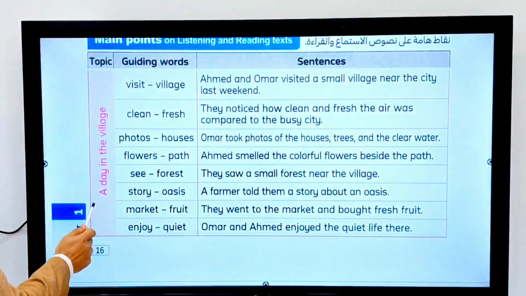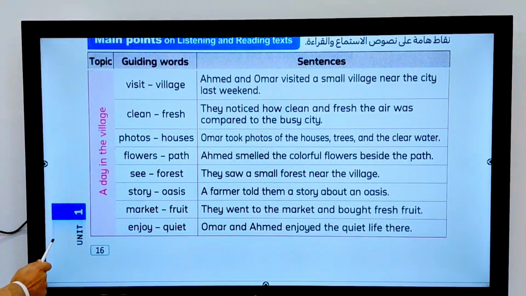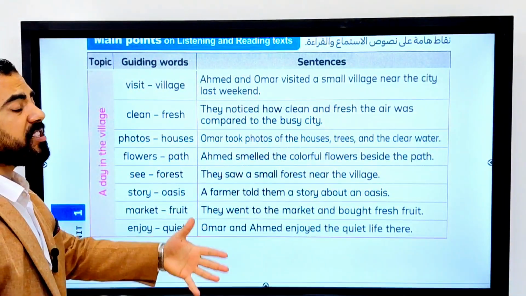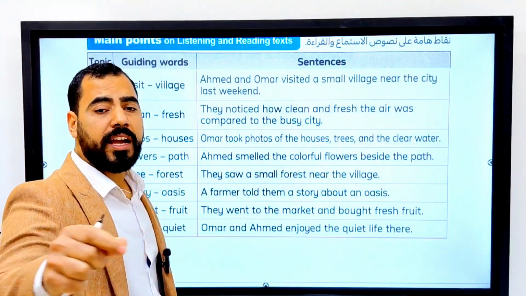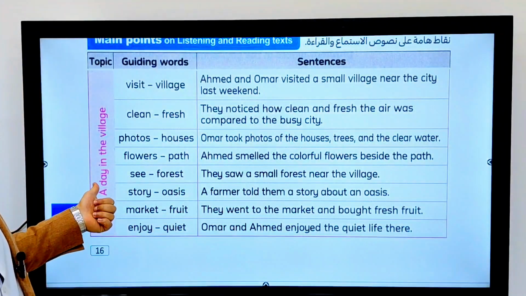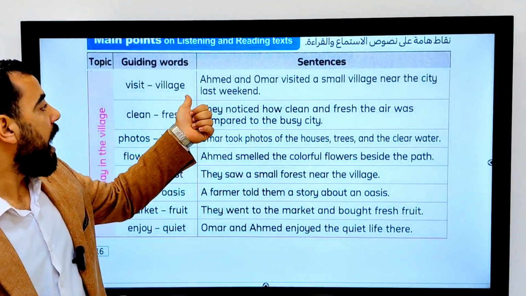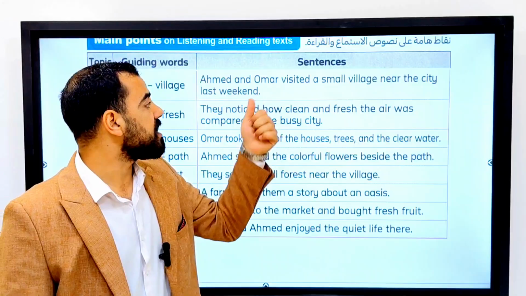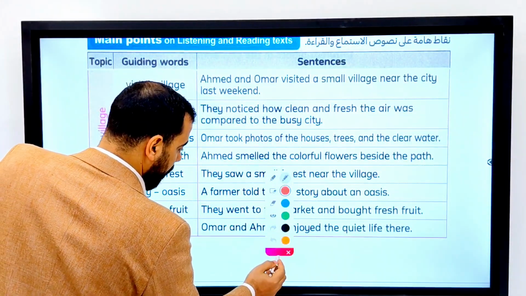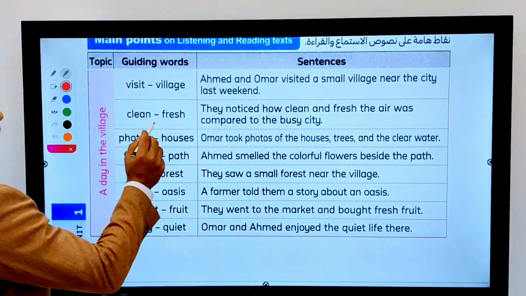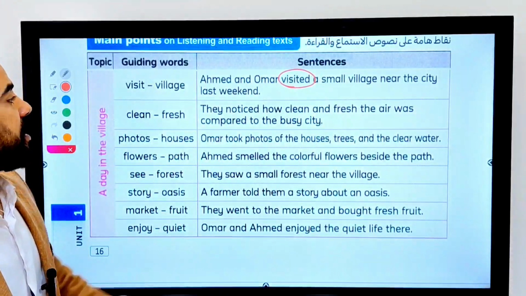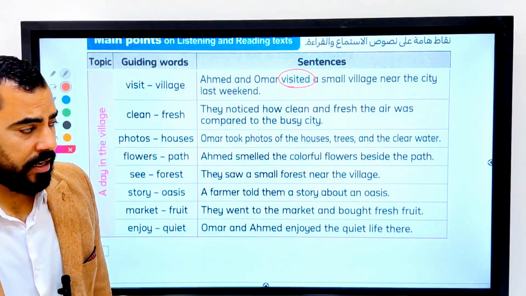So let's move to main points on listening and reading text. The topic for today is a day in the village. So let's read these important sentences. They help us to speak. They help us to write a professional paragraph about this topic. A visit or a day in the village. Ahmed and Omar visited. So let's do something creative.